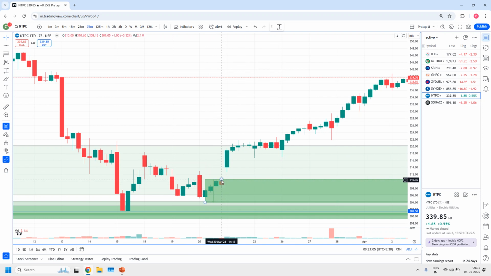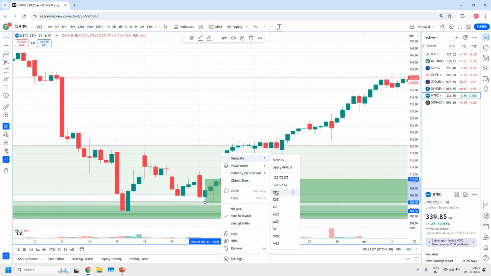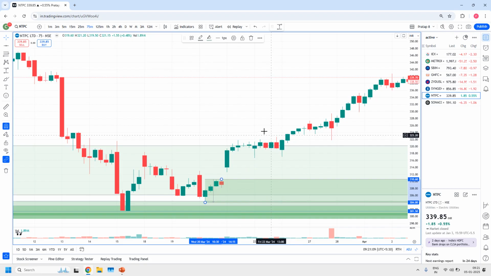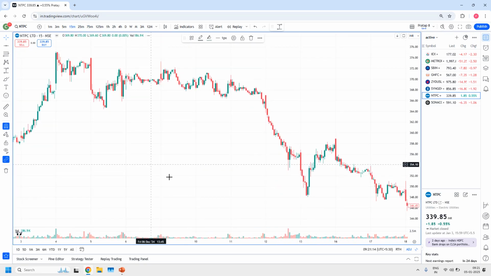Okay. And this is the 75 minute zone inside the daily demand zone. Okay, within this 75, is there any 15 minutes order flow? Let us verify.